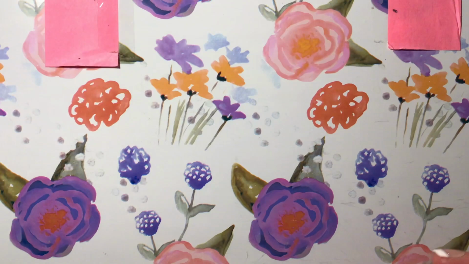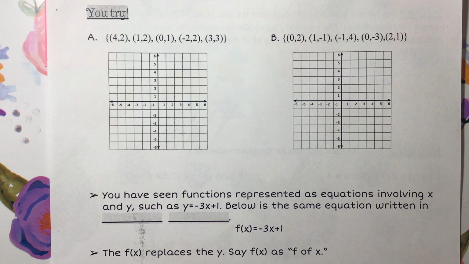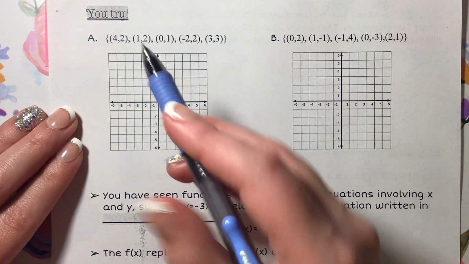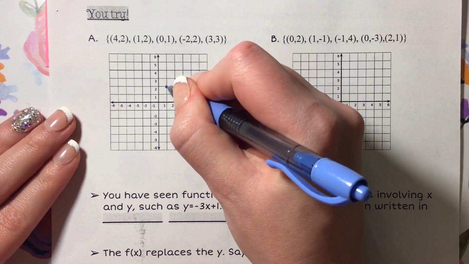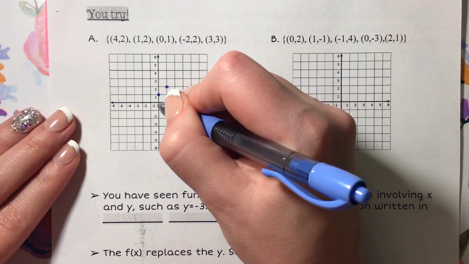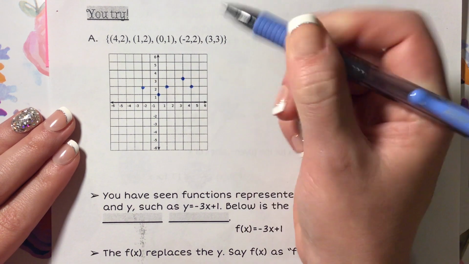Let's keep going. I think that we can probably do just about the rest of this in one video, and then you won't have a video tomorrow. Here it says, you try. So these are exactly like what we just did. We're going to plot the coordinates, and then we are going to determine if they fail or pass the vertical line test. So the first one is 4, 2. So I'm going to go over 4, up 2. Then 1, 2, over 1, up 2, 0, 1, negative 2, up 2, and then over 3, up 3.